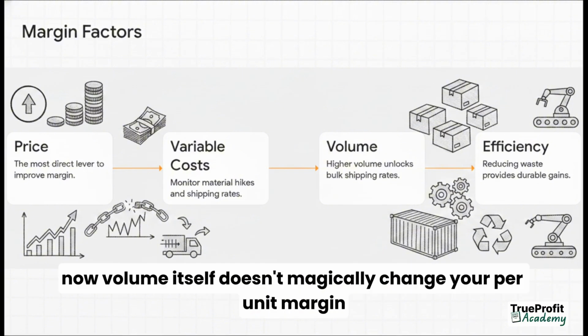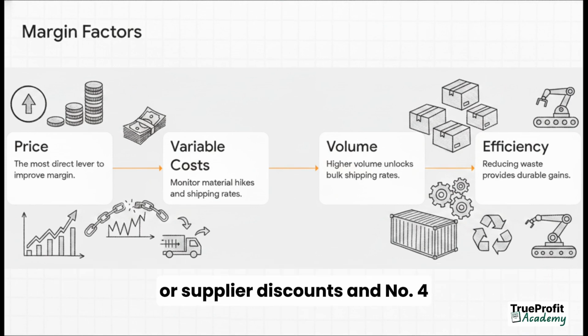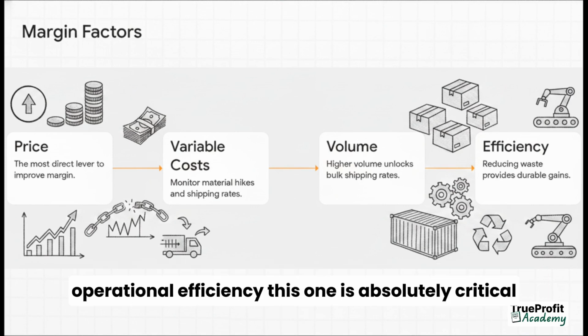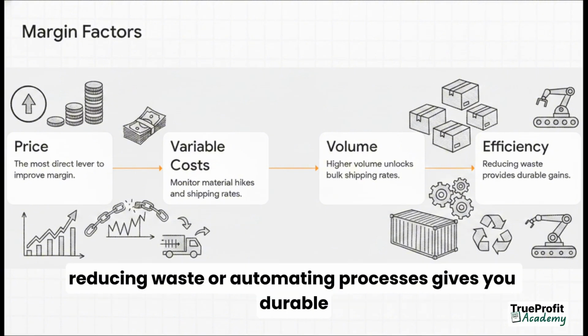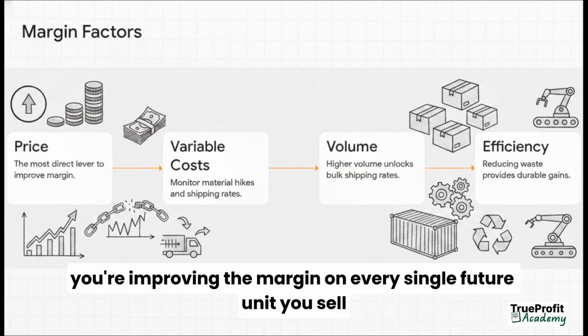Now, volume itself doesn't magically change your per unit margin, but higher volume often unlocks better bulk shipping rates or supplier discounts. And number 4, operational efficiency. This one is absolutely critical. Reducing waste or automating processes gives you durable long-term gains. When you get more efficient, you're improving the margin on every single future unit you sell.